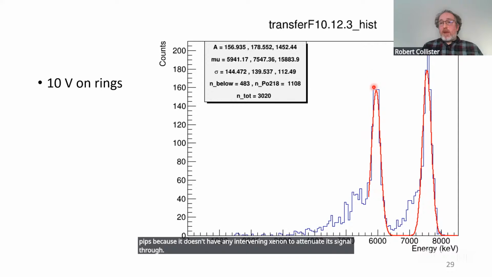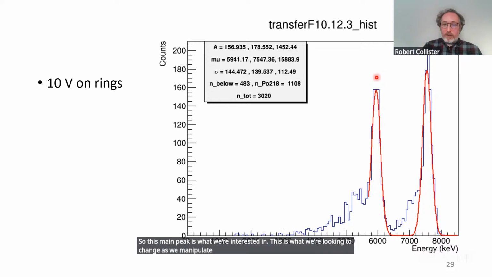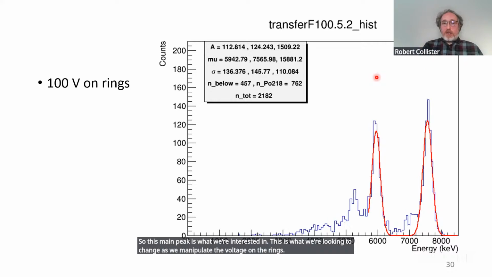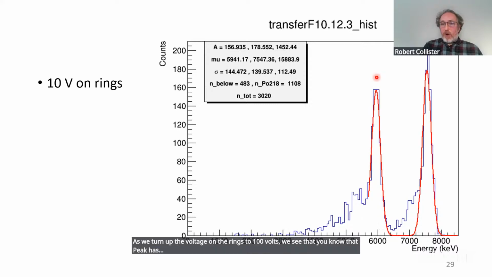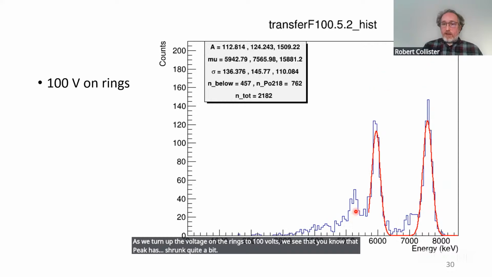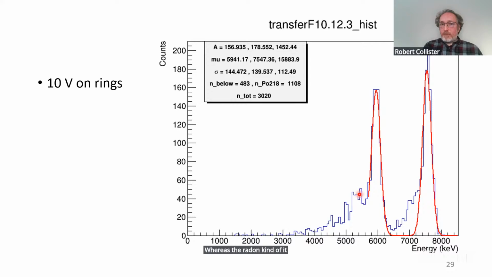So this main peak is what we're interested in. This is what we're looking to change as we manipulate the voltage on the rings. As we turn up the voltage on the rings to 100 volts, we see that that peak has shrunk quite a bit, whereas the radon has not. It's about the same.